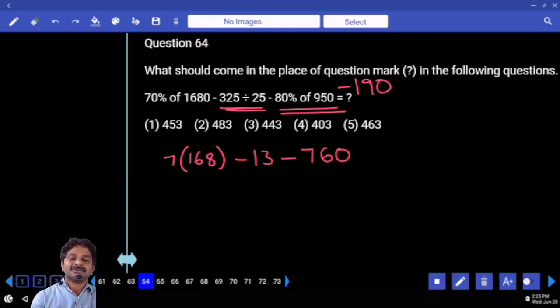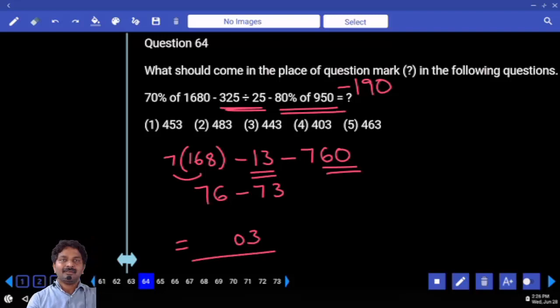Can we verify last two digits? Yes or no? Right. Last two digits are different, right? Now, first number 7 into 8, 56, 5 carry, 6 into 7, 42, plus 5, 40, last digit, minus 13, 60, 73. Answer ends with 03. How many? Fourth option.